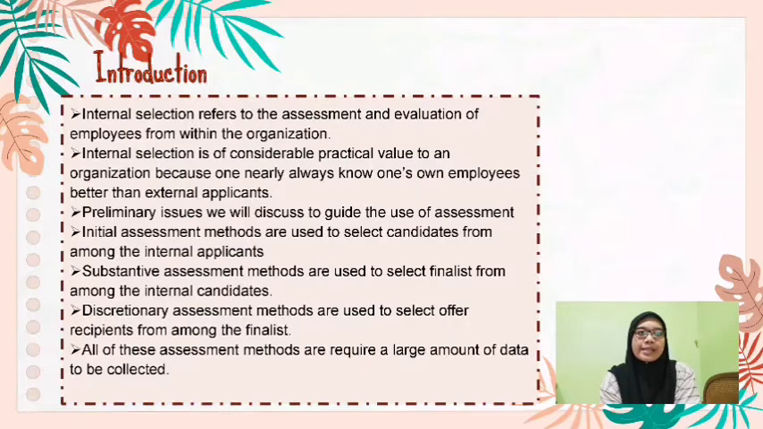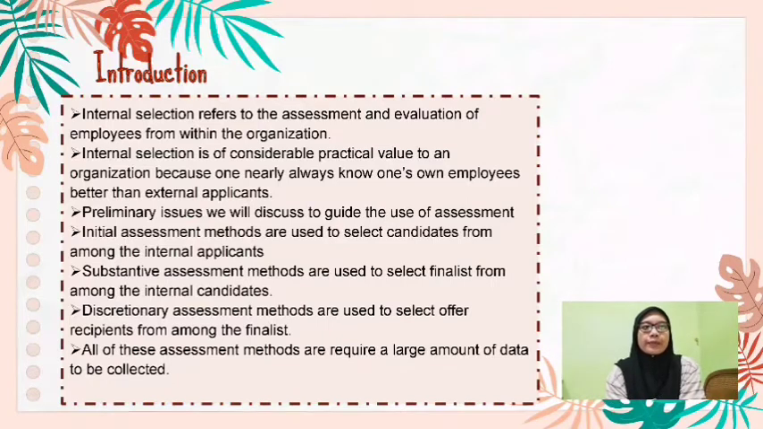Next, substantive assessment methods are used to select finalists from among the internal candidates. Various methods will be reviewed, including seniority and experience, job knowledge tests, performance appraisal, promotability ratings, assessment centers, interview simulations, and promotion panels and review boards. The criteria used to choose among the substantive assessment methods will also be discussed.